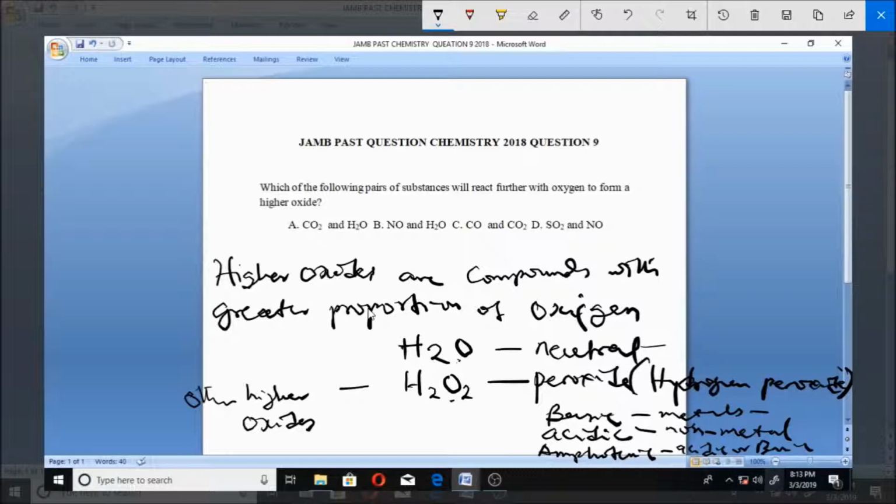But here in this question, they are asking us which of these pairs will react further with oxygen to form higher oxide. So there are higher oxides like this peroxide. Whenever you have something like this, there is a higher proportion of oxygen. So how do you get about this? You can get this by having more oxidation of the normal oxides. When you oxidize them more, when they have more oxygen, they can form higher oxides.